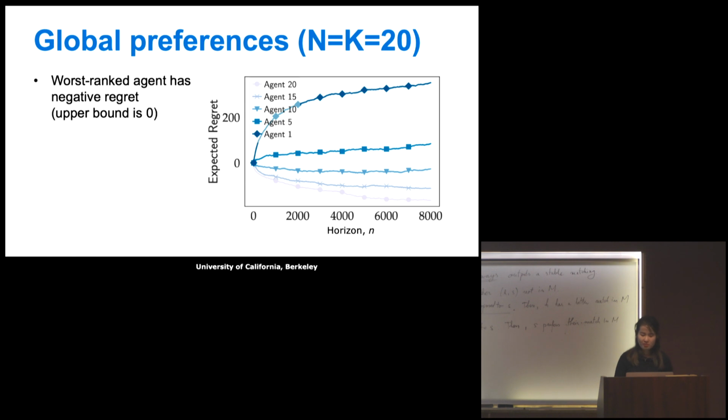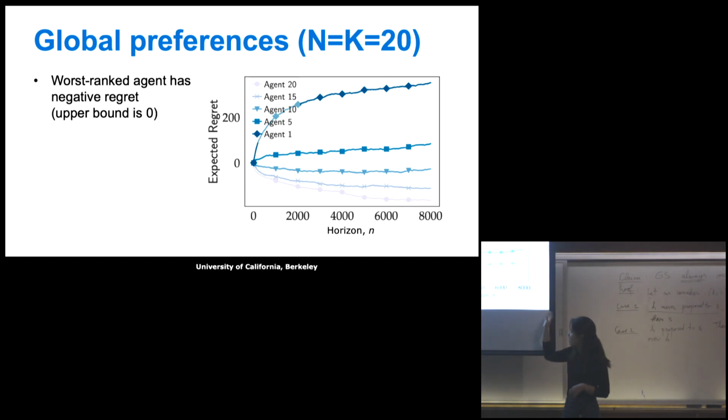So we can also run some experiments just so you know that we're not faking this, that you really can have negative regret. If I run this for 20 agents and 20 arms, you can see the worst ranked agent, which is this faint line here. I'm not sure if you can see, but it has this negative logarithmic in n kind of regret. So as the horizon increases, the regret varies very slowly with the horizon. All the better ranked agents actually have positive log n regret, but the worst ranked agents happen to have negative log n regret, and that's predicted by the bound we had.